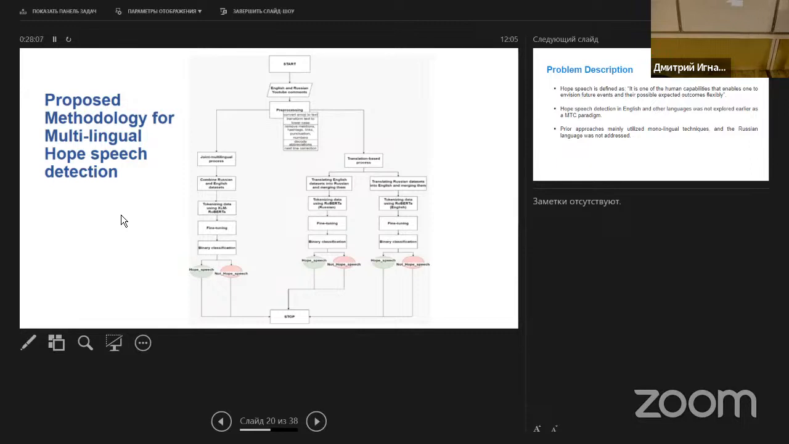Then we perform the other step under the umbrella of the translation-based methodology. That is, we translate the English data set into Russian and combine it with the Russian data set. Now this is only the Russian data set. Then we fine-tune the language model and perform the classification.